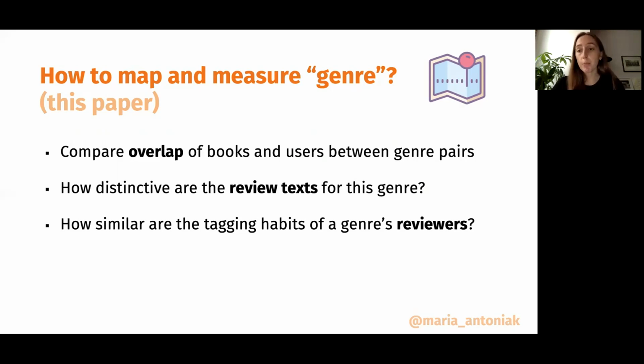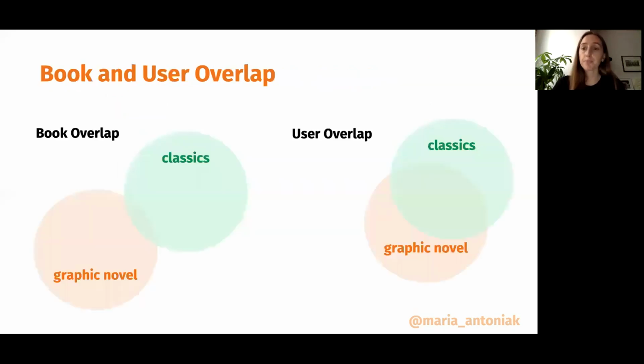Specifically, we compare the overlap of books and users between genre pairs, how distinctive the review texts are for each genre, and how similar the tagging habits are for each genre's reviewers. We begin our mapping experiments by comparing book and user overlap for each genre. A book can belong to multiple genres, and a user can tag books across many genres as they want.